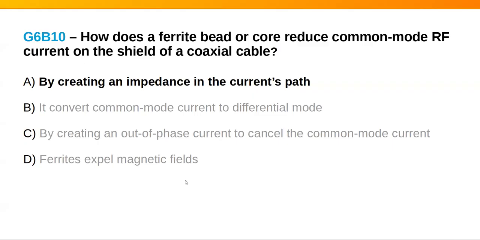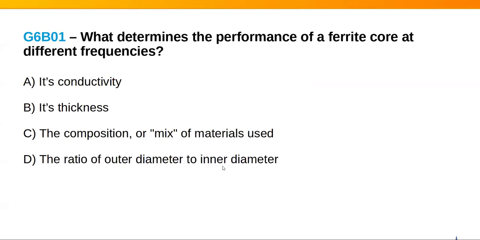Remember, all you're doing is creating an inductor which has impedance at higher frequencies, right? The fact that it's reactive in this case doesn't matter. You don't care what the phase is. You just want to block the current flow. What determines the performance of a ferrite core at different frequencies? Remember the chart?